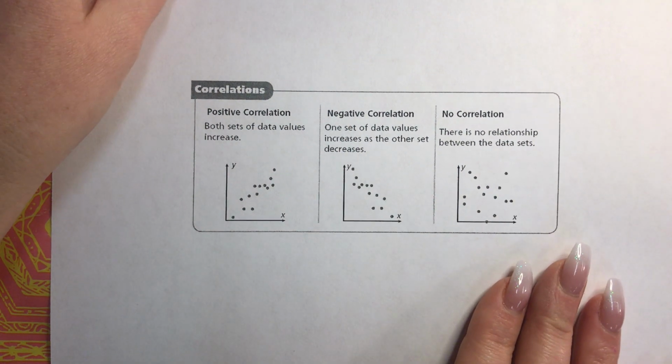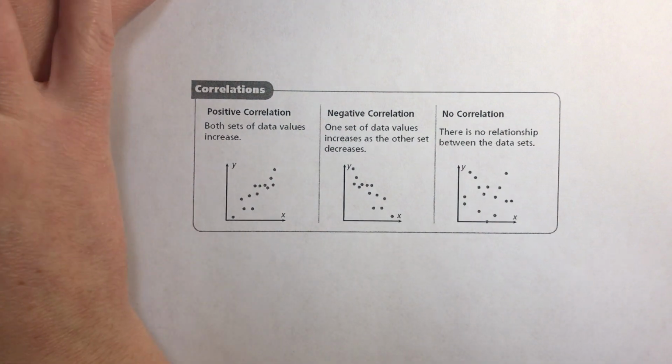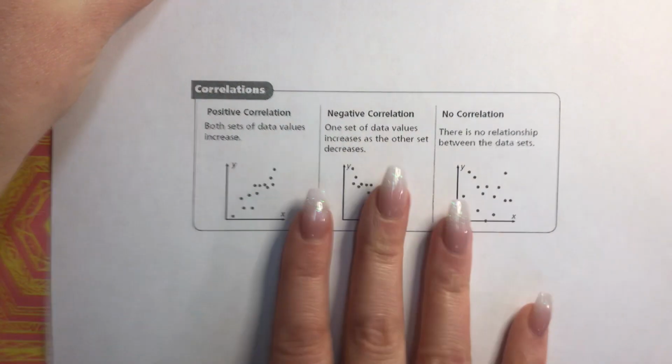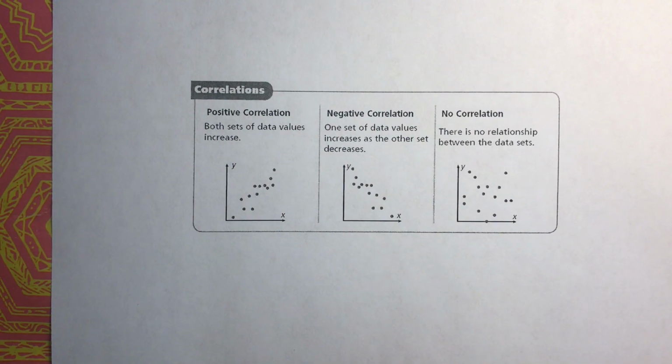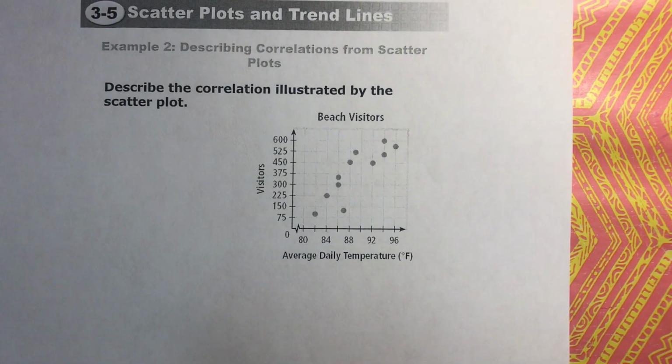And then third is just a whole bunch of random points everywhere. There is no correlation, there is no relationship between the data sets. So those are the three types of data sets. So let's go ahead and look at a few examples.